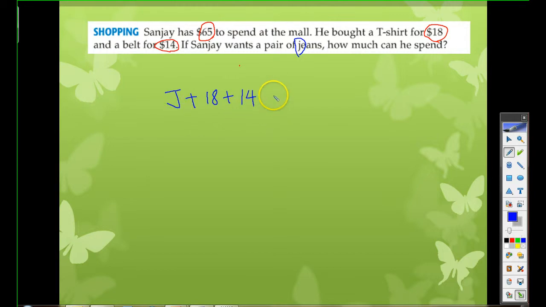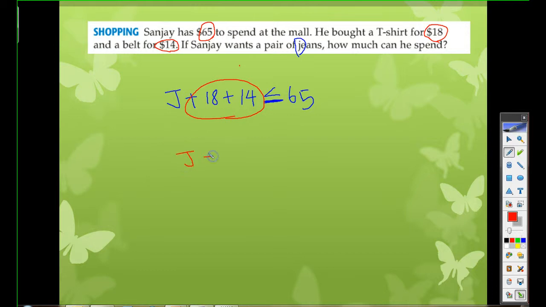All of this cannot be more than $65. So that means it can be right at 65. That's why we had that or equal to sign on the bottom. Or it can even be less than 65. Okay. So for us to solve this inequality, we're going to combine the like terms here, the numbers.